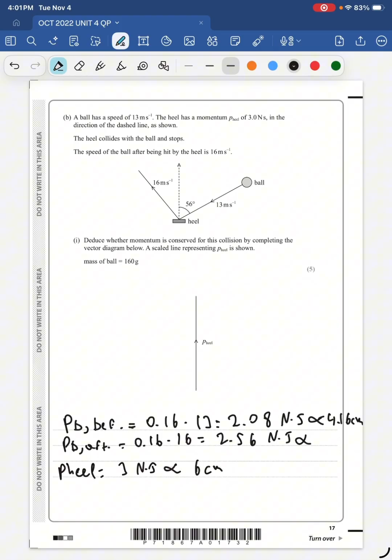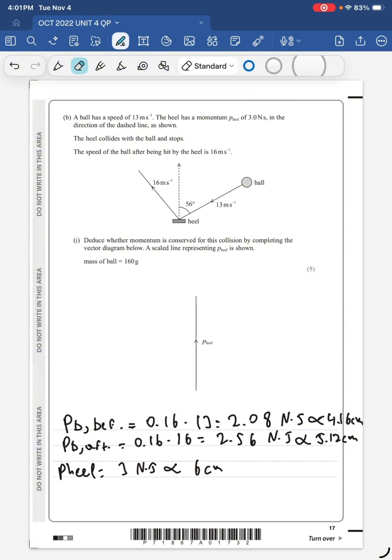before, and 2.56 times 2 is 5.12 centimeters, has to be the length of the momentum vector of the ball after. And also recall that it has to make a 56-degree angle with, so I'm trying to say that this is the momentum of the ball before, and this angle should be 56 degrees.